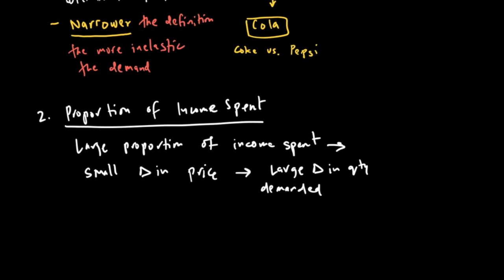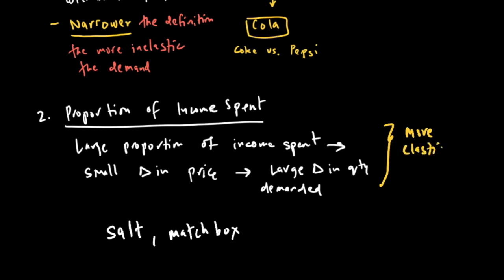If, for example, on the other hand, the good takes up a very small proportion of our income, like for example, salt, or matchbox, then even if the price goes up significantly, the demand will remain inelastic. It will not be too responsive to a change in price. So the larger the percentage of income spent on a good, the larger will be our response. Therefore, you would see more elastic demand. A good example would be luxury goods in this case.